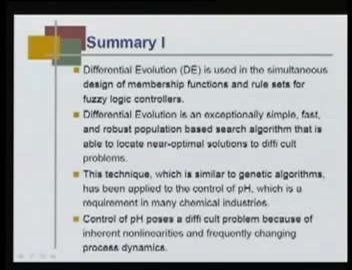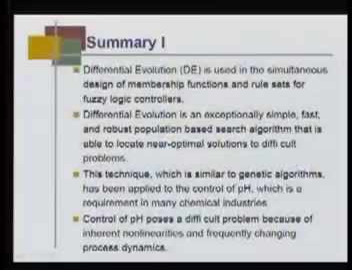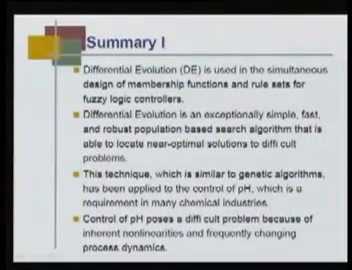In summary, we would say differential evolution is used in the simultaneous design of membership function and rule sets for fuzzy logic controller. In the last class we showed optimization using simple genetic algorithm and univariate marginal distribution algorithm. Differential evolution is an exceptionally simple, fast and robust population based search algorithm that is able to locate near optimal solutions to difficult problems. This technique, which is similar to genetic algorithm, has been applied to the control of pH, which is a requirement in many chemical industries, and we did it not only for simulation, but also for experiment.